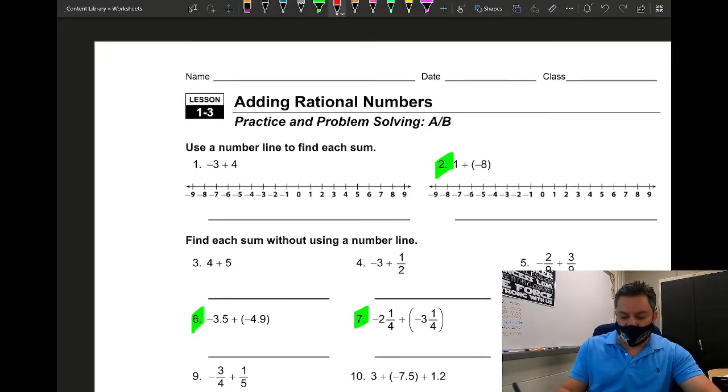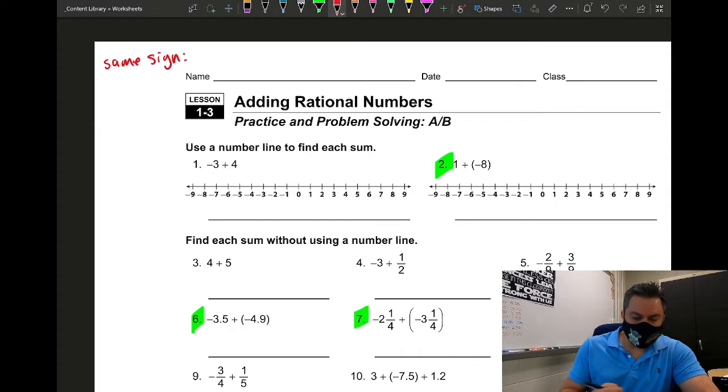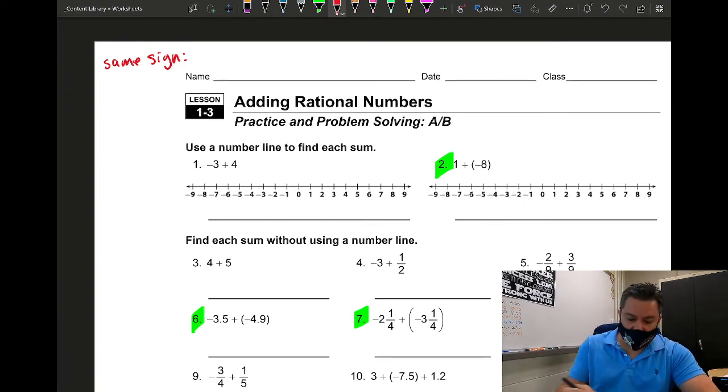So first of all, if we have the same sign, we're going to add the two numbers or three numbers or whatever numbers and keep the sign. So we're going to add and keep the sign.